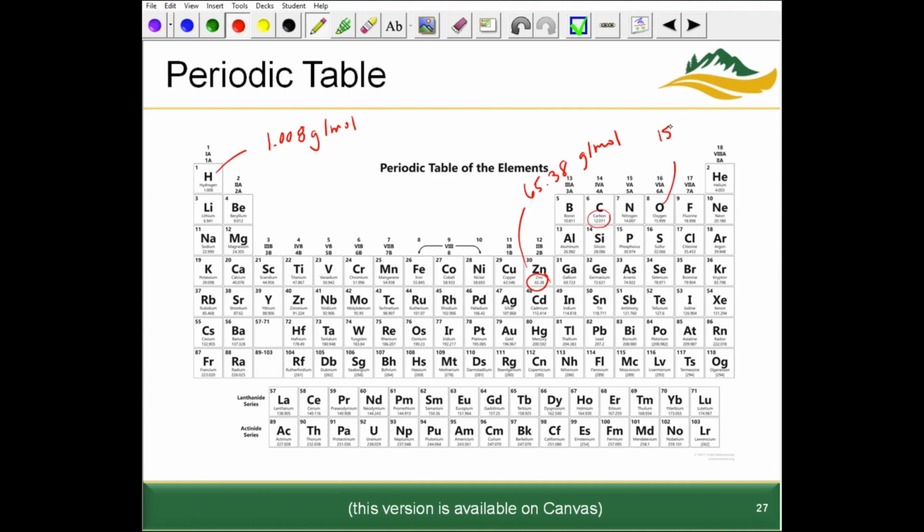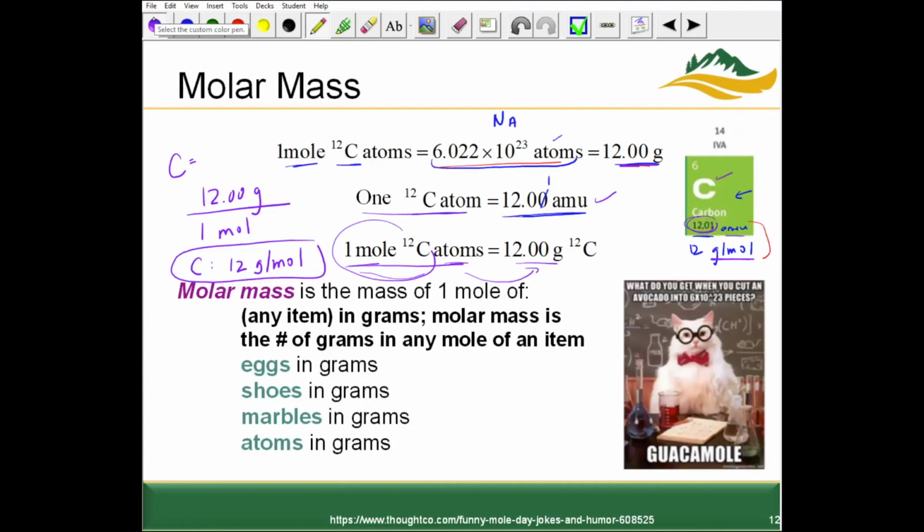Oxygen, 15.999 grams per mole. Okay, so this holds true for every single element on the periodic table. So get very comfortable thinking of this average atomic mass as AMU and units of grams per mole. This concept that we've been talking about so much is the molar mass.